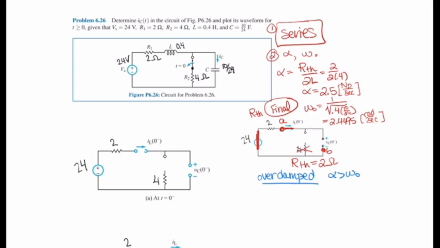Then I got some crazy work here. I got an alpha that was way bigger than my omega. I'm not sure why. So I did overdamped, did this, and this was the answer that I came to, which doesn't make sense to me. So, go back to overdamped.